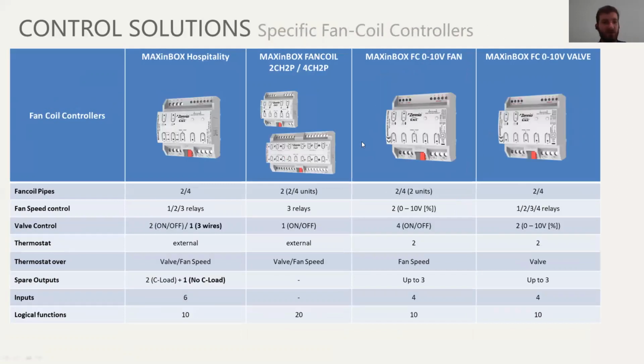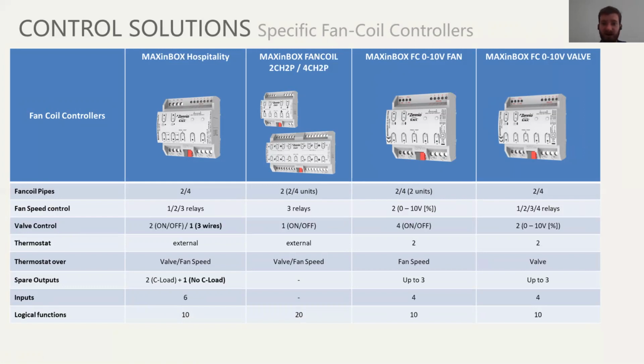And of course, we've seen the All-in Box, the Maxim Boxes and the Mini Boxes, which are multi-purpose, and then we have specific fan coil controllers. So we've got, again, the Maxim Box Hospitality, which is probably, or was, before we came out with the 0 to 10 volt controllers, the most flexible of them all, because it allowed 1, 2, or 3 relays for the fan speed control, and it can control 2 valves, so 2 or 4 pipes, and 2 on/off, or a 3-point valve with intermediate values.